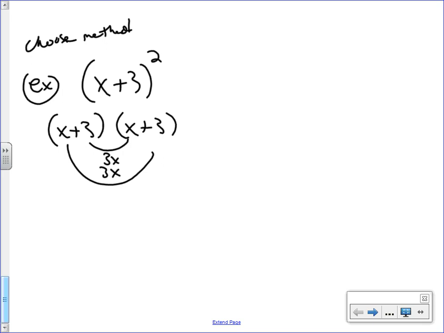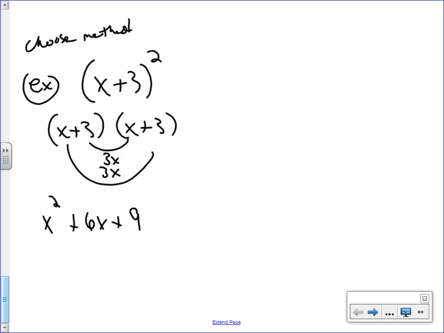Okay, so less writing. Now you do your first times first, x squared. Then you put these two, which is 6x, and then do your last times last, which is 9.